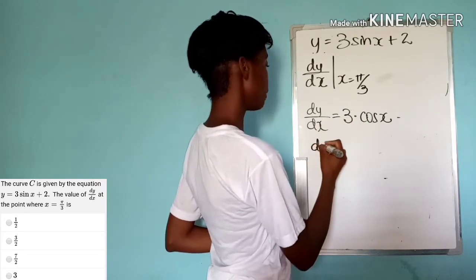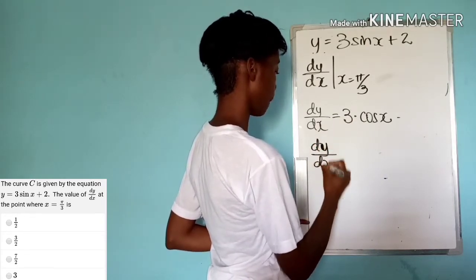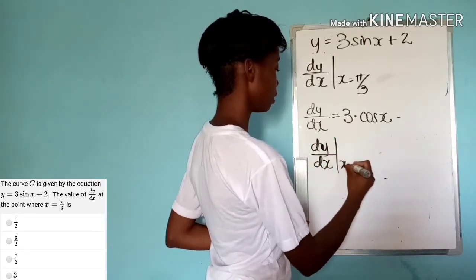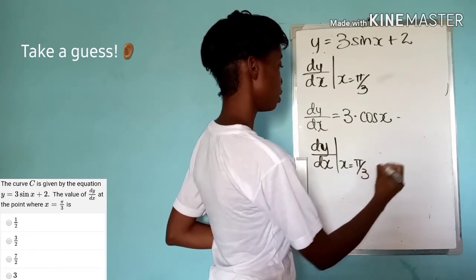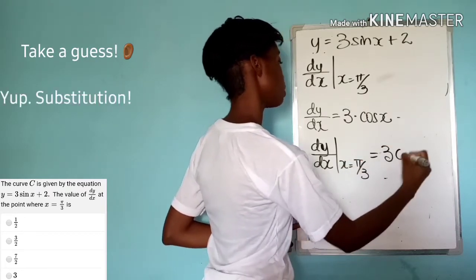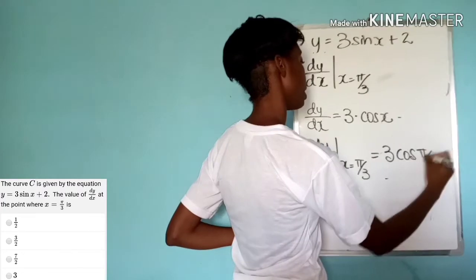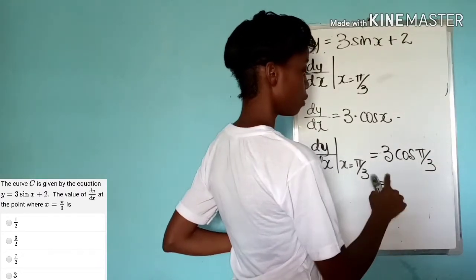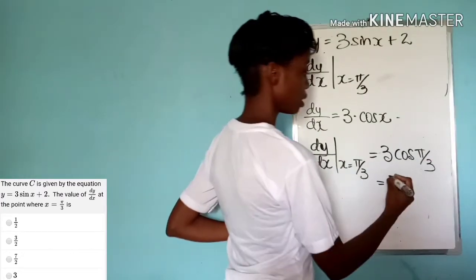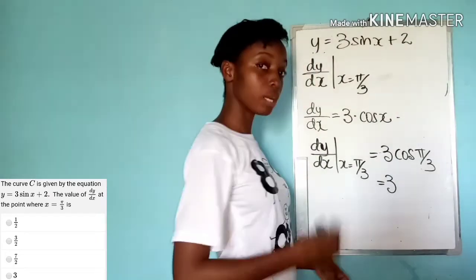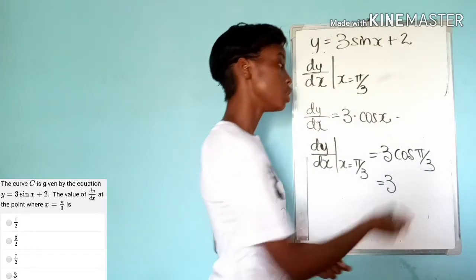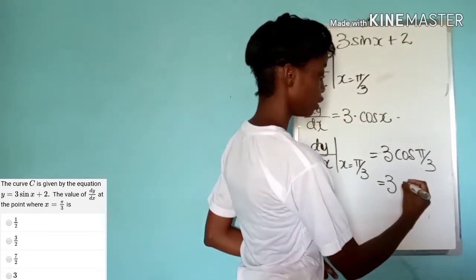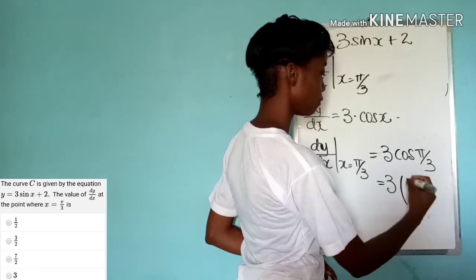And so to find the derivative when x is equal to pi over 3, it means we're substituting. So 3 times cosine pi over 3, and pi over 3 is the same as 60 degrees. And just in case you don't know, you can punch in your calculator what is cosine 60 degrees, and you should get a half.